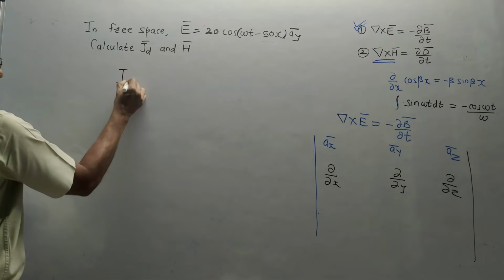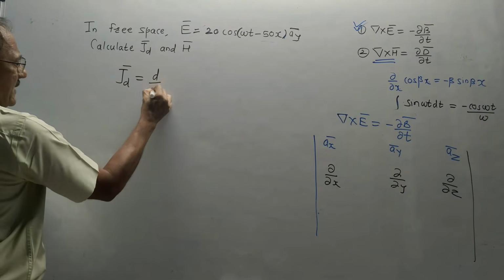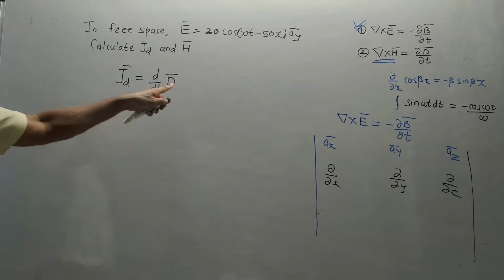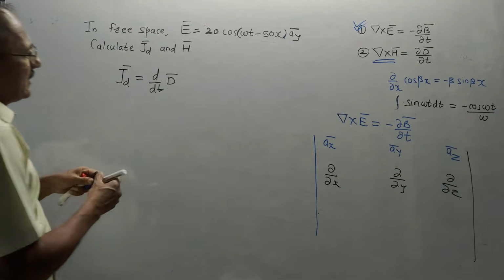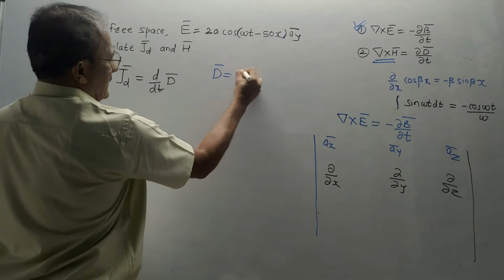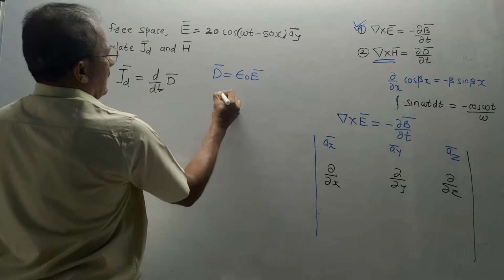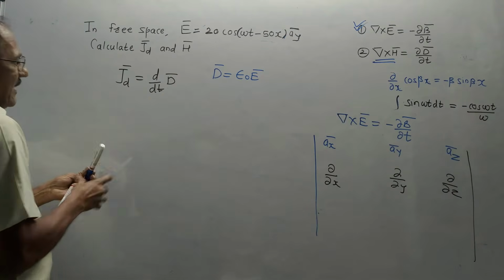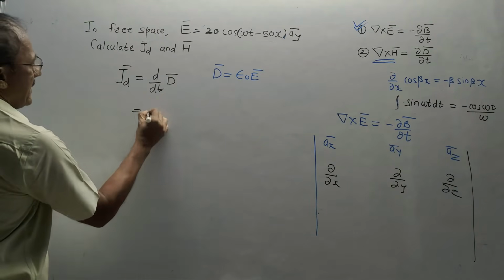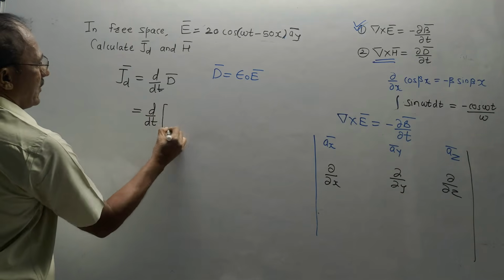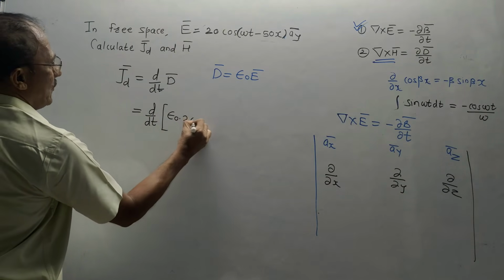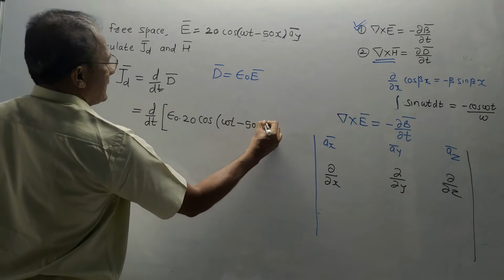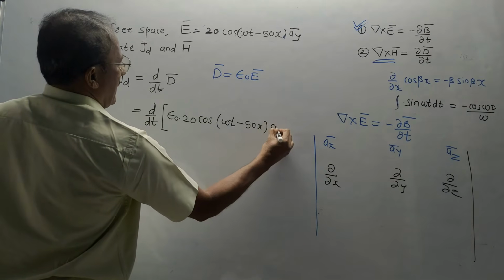So the basic equation of Jd bar is d by dt of D bar. D bar is electric flux density. But we don't have the equation of D bar. What is given? E bar is given. We know the well-known formula: D bar is epsilon 0 E bar. So to get D bar, I need to multiply this equation by epsilon 0. So I can write this term as d by dt of epsilon 0 into 20 cos of omega t minus 50x, ay bar.